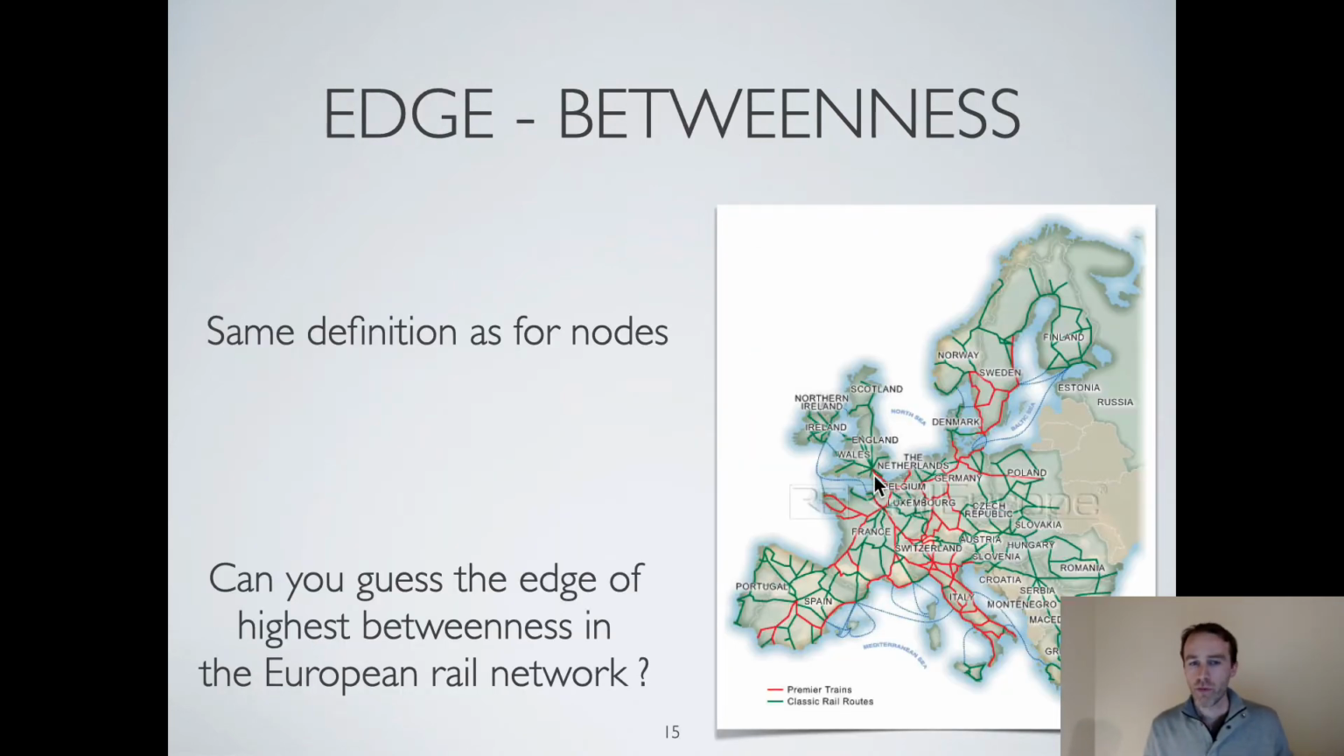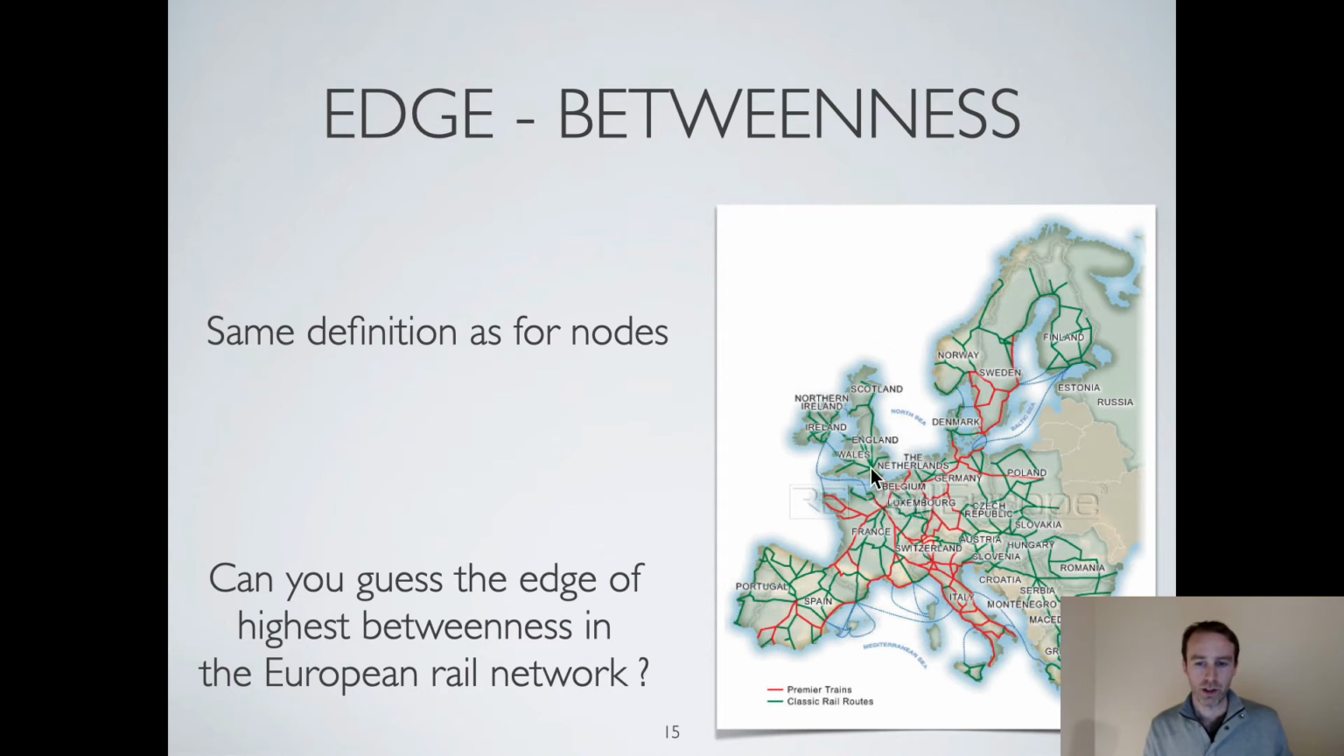Here is an example for the edge betweenness, which is computed in the same way. This is the railway network of Europe. And so I might ask you the question, what do you think is the highest betweenness edge in this network? Usually the first propositions are some connections like these ones or these ones, which are very central. But actually the highest betweenness in this case will be this connection.